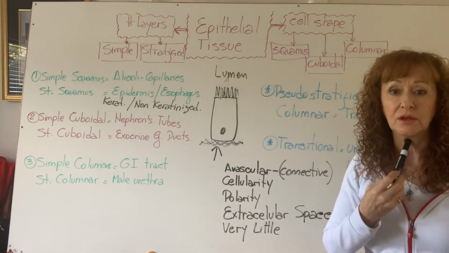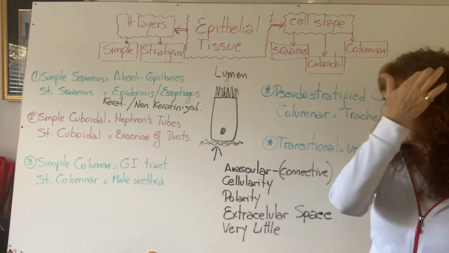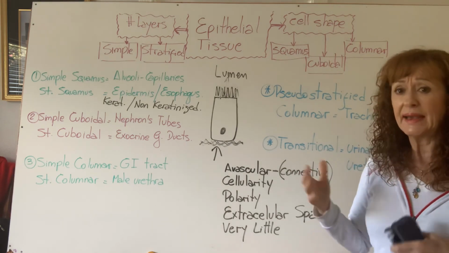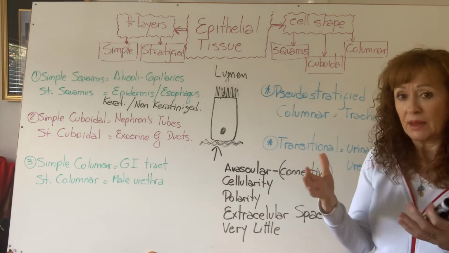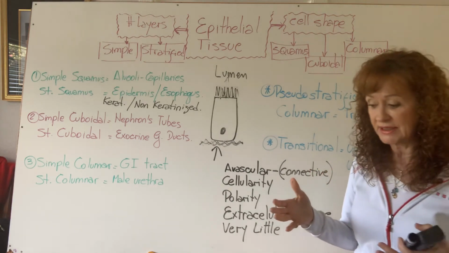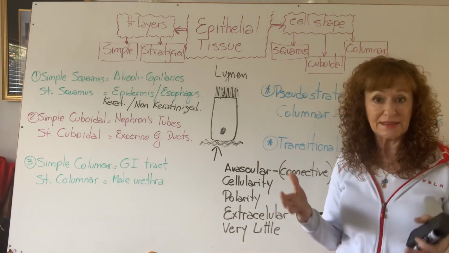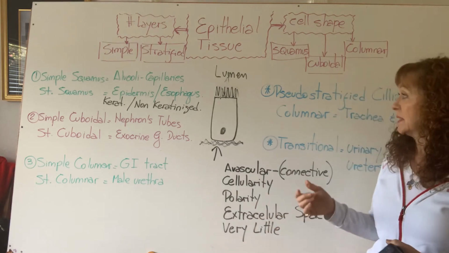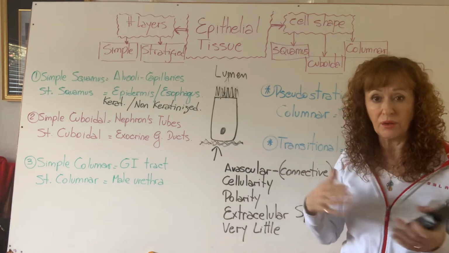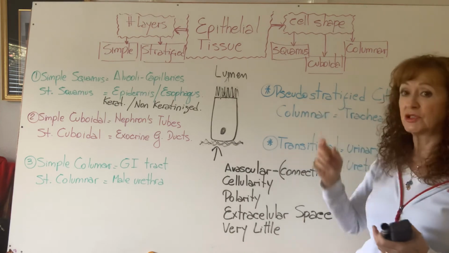So where can we find the pseudostratified ciliated columnar? Very common in your trachea and in your bronchi. They are also found in other areas in our body, but I want to focus on this one because when we go to the respiratory system, we will talk about the function of these different organs.